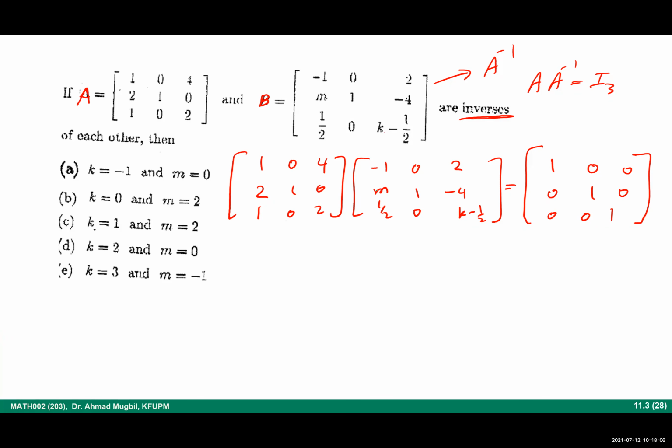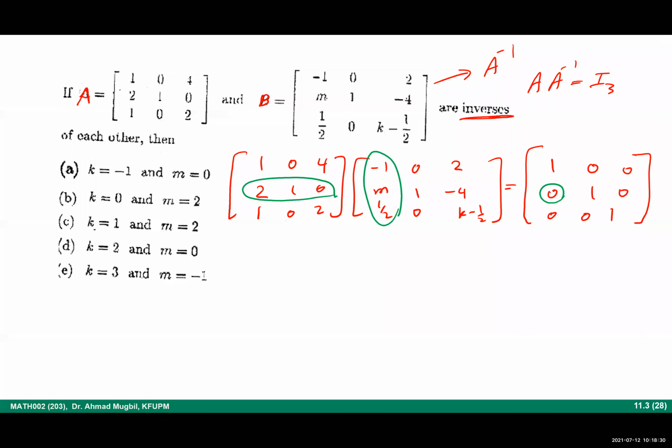What I want is M and K. So if I multiply the first row by the first column, I will lose M because M will be multiplied by 0. So what I will do is multiply the second row by the first column. This is the second row, Shabab, and the first column, so it is 0. So if I multiply the second row by the first column, I should get 0.